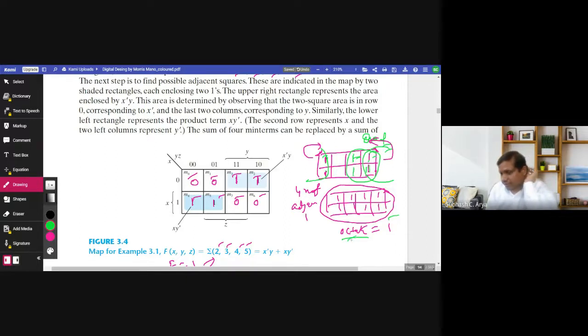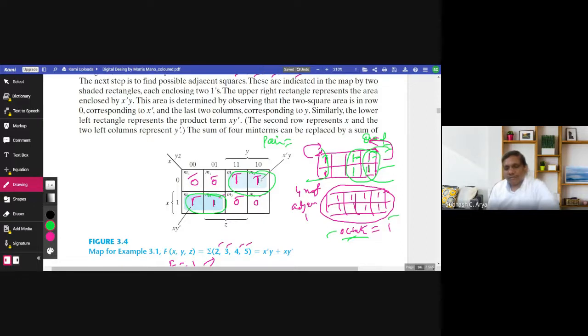So we go for the first octet. If possible, then make it. If not possible, then go for a quad. If a quad is also not possible, then we go for a pair. A pair means a group of 2 ones, 2 adjacent ones. For this particular case, which is given in figure 3.4, we are able to make a group of 2 ones, 2 adjacent ones. So this M3 and M2 are both adjacent, so we can make a pair here. Similarly, we can make a pair here, M4 and M5.